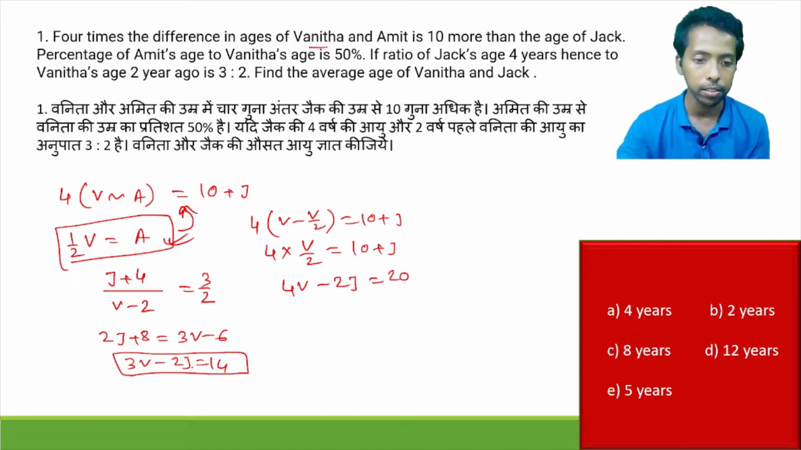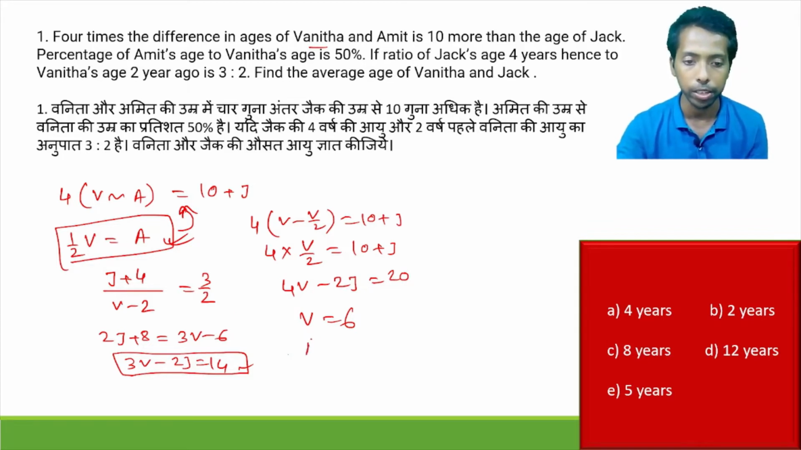And this is it. So this is 2J, this is 2J. Just take the difference here, that is 4V minus 2J, 3V minus 2J. 2J same, so 20 minus 14, and this gives Vanita's age 6. Okay, so basically they are keys, right? Anyway, our purpose is to solve the problem here. So half of V, that is Amit's age. So what is Amit's age? That is 6/2, which is 3.